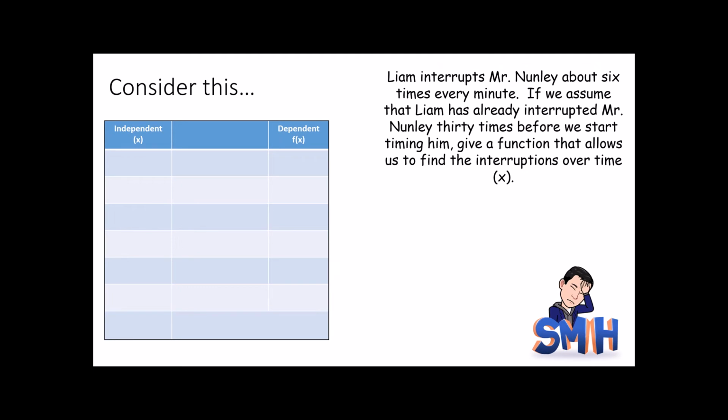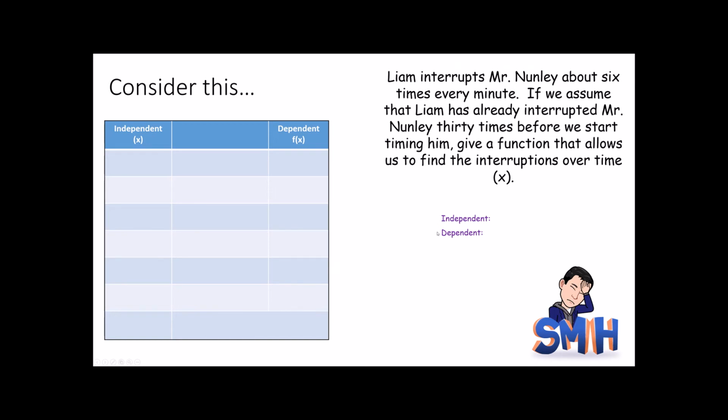Notice that Liam interrupts Mr. Nunley about 6 times every minute. If we assume that Liam has already interrupted Mr. Nunley 30 times before we start timing him, give a function that allows us to find the number of interruptions over time. The number of interruptions over time. So I have 2 things here I'm talking about. I'm talking about how much time has passed, and I'm talking about how many times I have been interrupted.